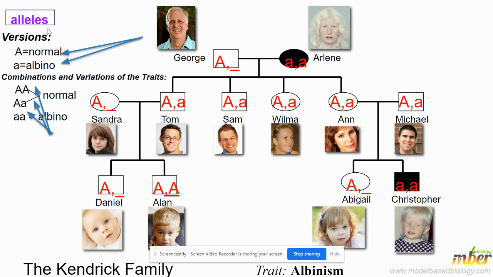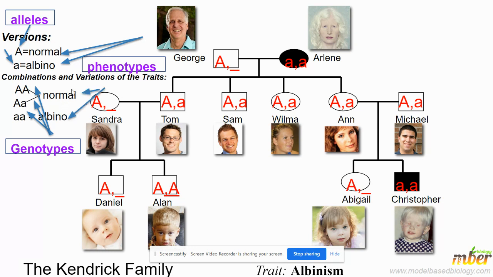So the alleles we're looking at are big A and little a. The genotypes are going to be big A big A, big A little a, and little a little a. The phenotypes are going to be normal or albino.